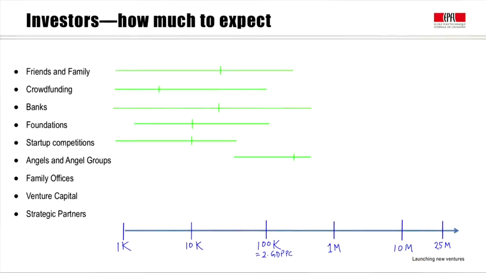So for an angel group, that would be a group of angel investors who invest together, and so therefore the amounts would be higher, typically somewhere between 250,000 and 1.5 million. Typical amount might be $1 million or so.